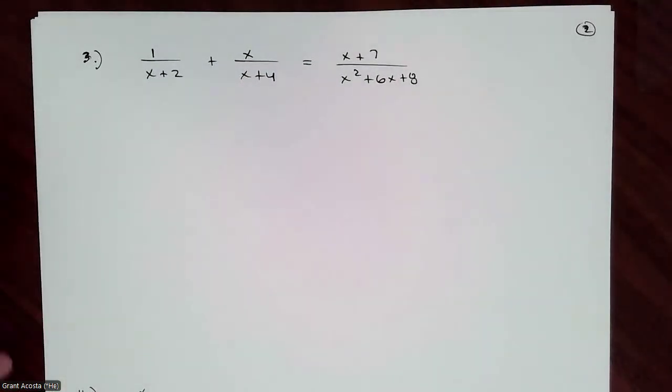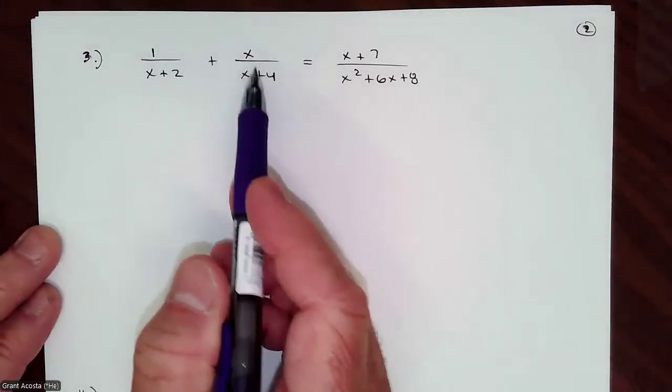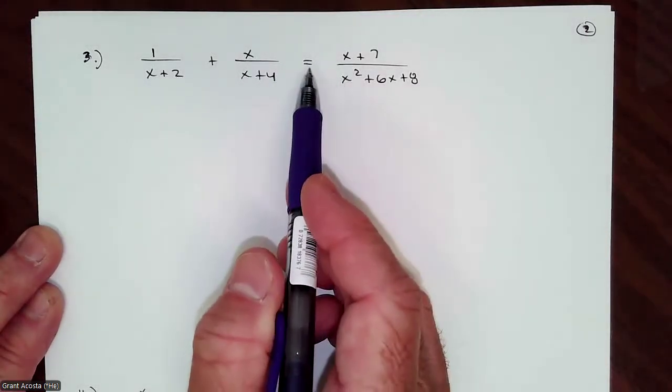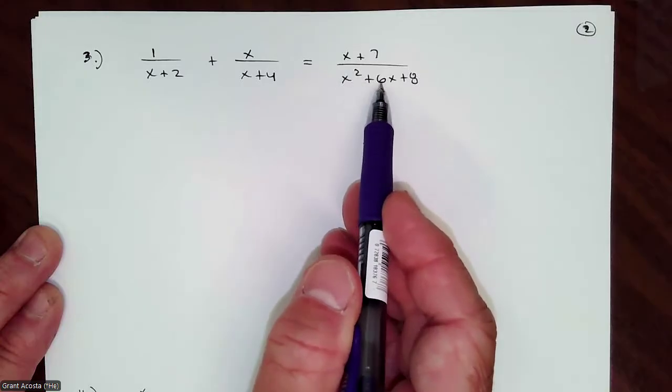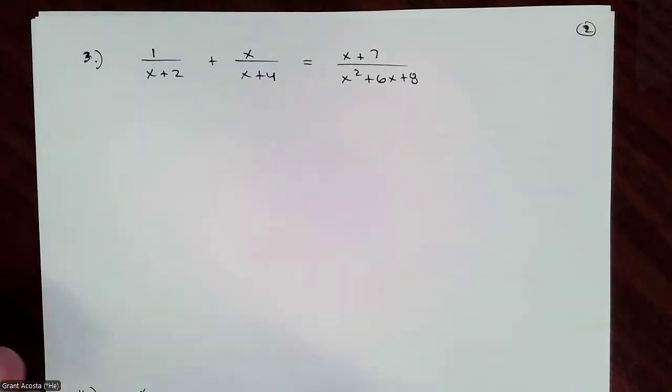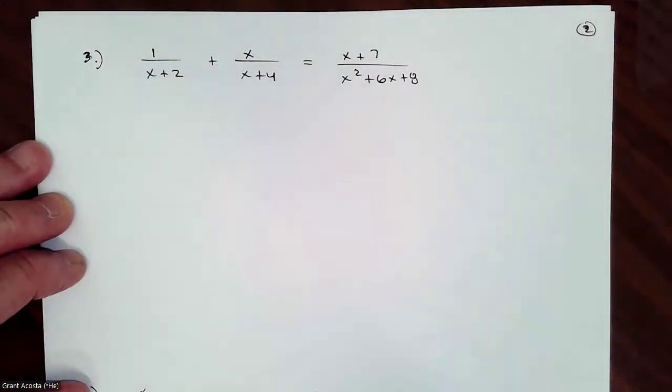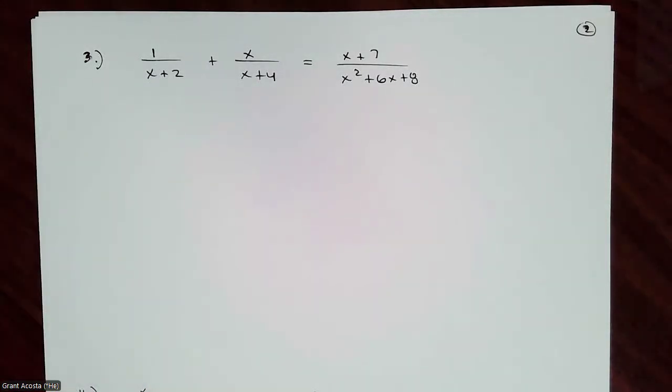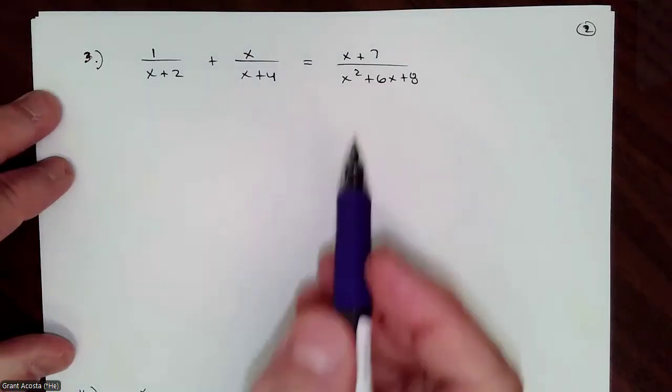All right, next example here: 1 over x plus 2 plus x over x plus 4 equals x plus 7 over x squared plus 6x plus 8. Now, our strategy now is not to try to combine fractions with a common denominator. We want to try to get rid of our denominators. So we need a lowest common denominator.